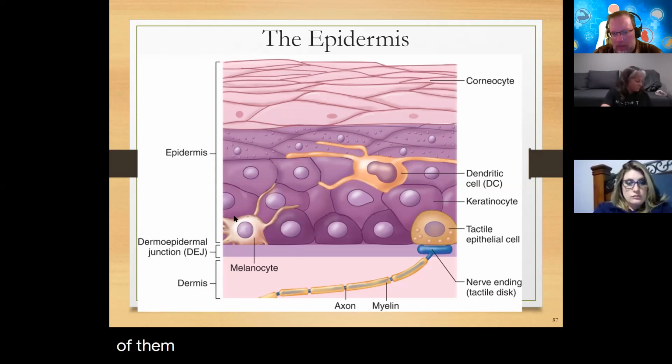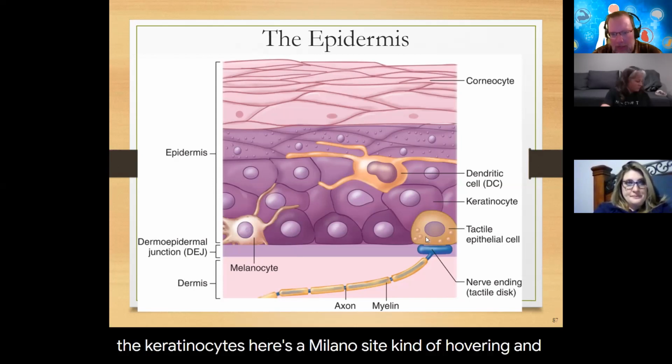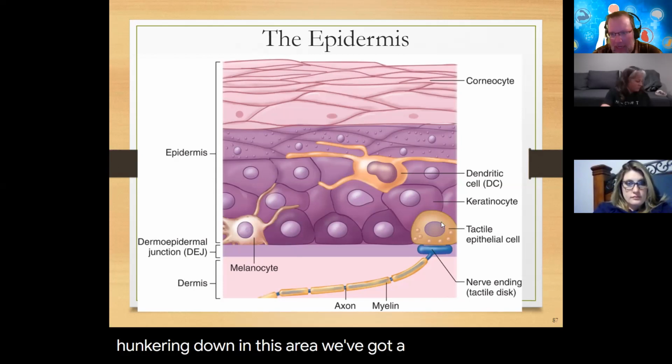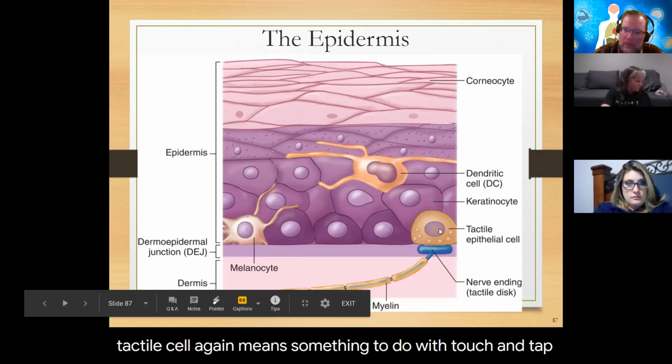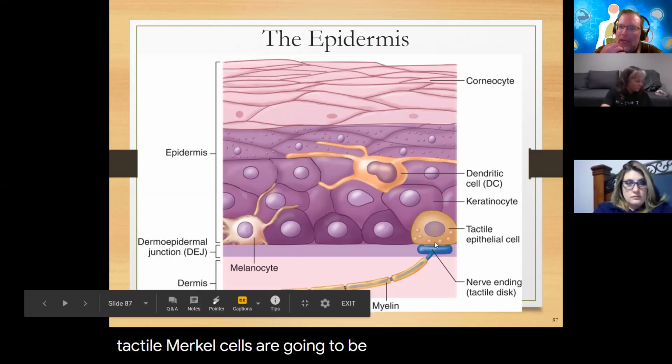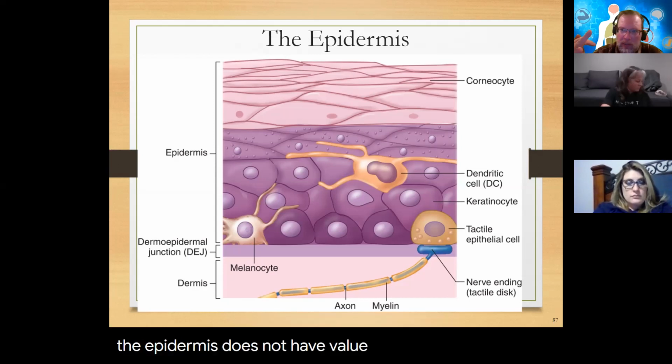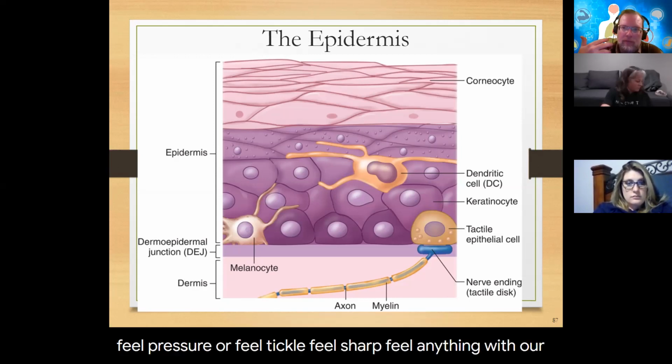So anyway, here are the cells, locations and types. Again, we see most of them are purple. These are going to be the keratinocytes. Here's a melanocyte kind of hovering and hunkering down in this area. We've got a tactile Merkel cell. A tactile cell, again, means something to do with touch, and tactile Merkel cells are going to be linked to the nervous system that's located within the dermis. Because remember, the epidermis does not have vascularization, nor does it have nerve supply. So how can we feel temperature or feel pressure or feel tickle, feel sharp, feel anything with our epidermis if it doesn't have nerves?